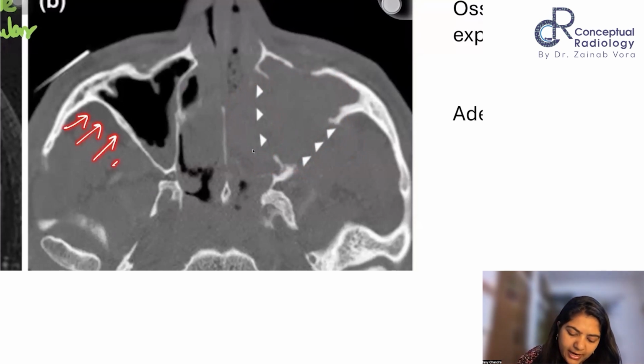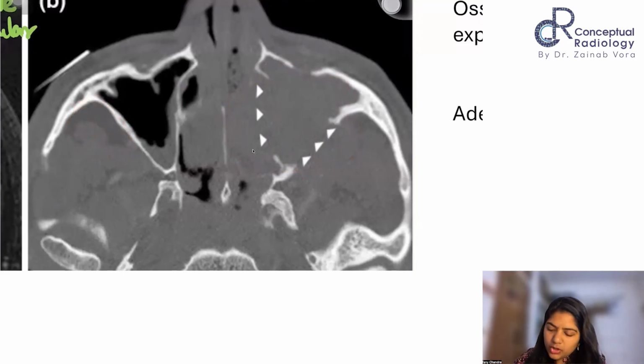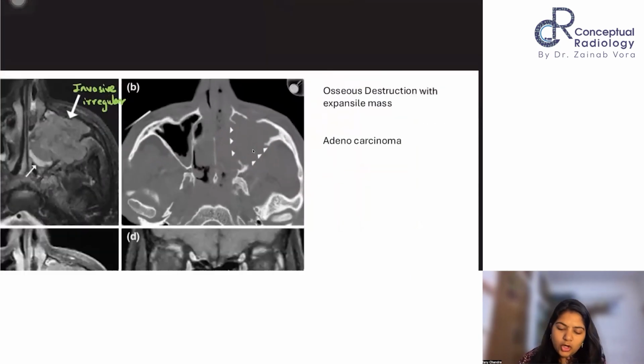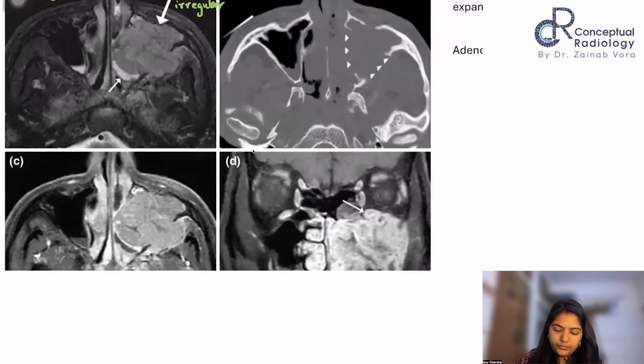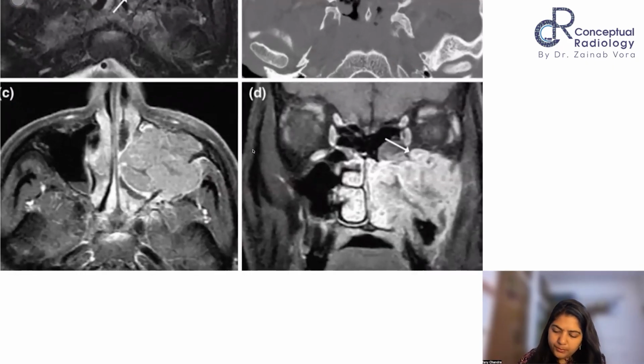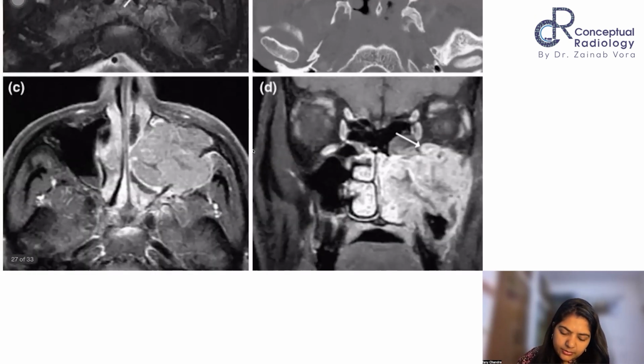If you look at this fat, can you appreciate this fat here? Even though it is a bone window, you can see that there is some hypodense area behind the sinus, which however is not there here. Why is it not there? Because our mass is sitting in there. Got it? If you are looking at the contrast images, you're able to see that this thing is enhancing, right? This is an enhancing tumor.